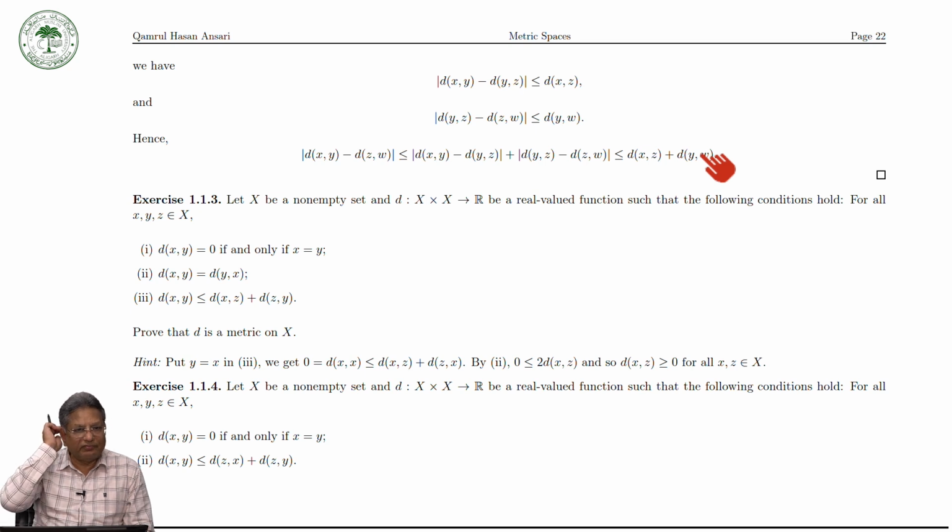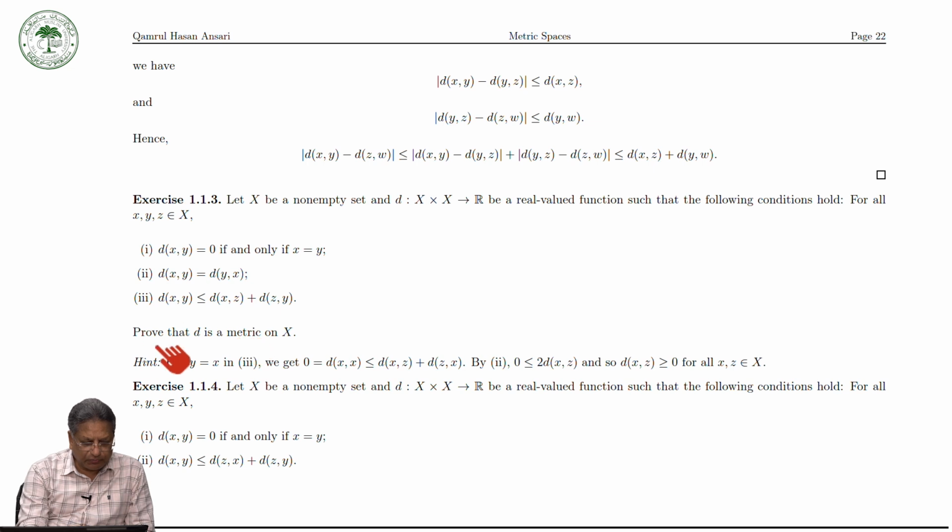Now a very important thing: suppose X is any non-empty set and d is a real valued function which satisfies the following three properties. Now what is missing? Then we have to prove that d is a metric on X. So what property is missing here? The property missing here is that dxy is greater than or equal to 0. You will see that this property can be derived from the rest of the three properties.